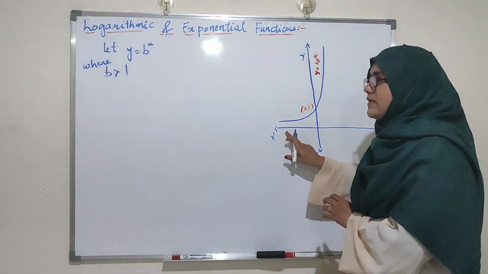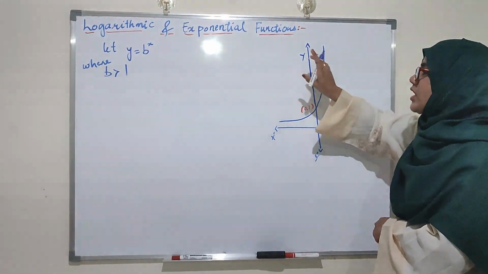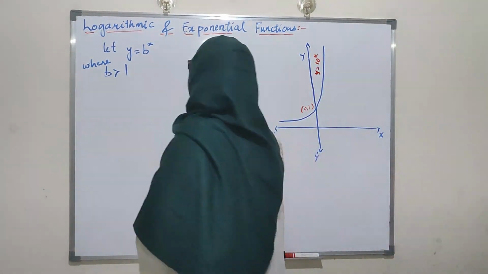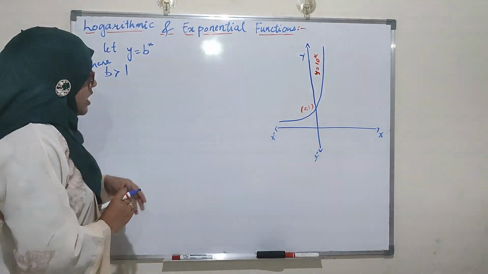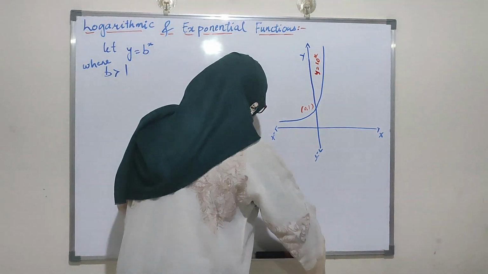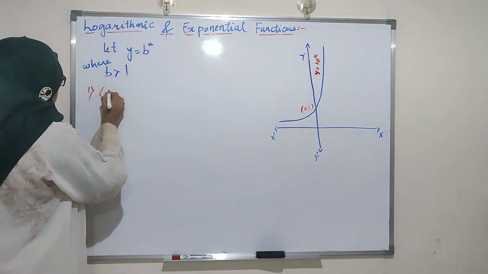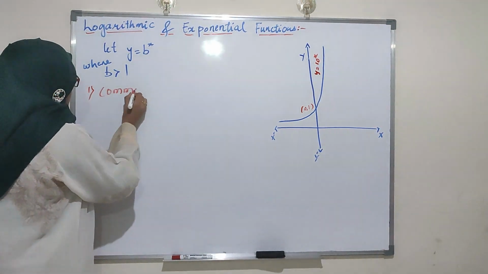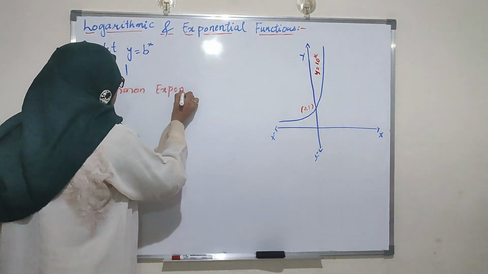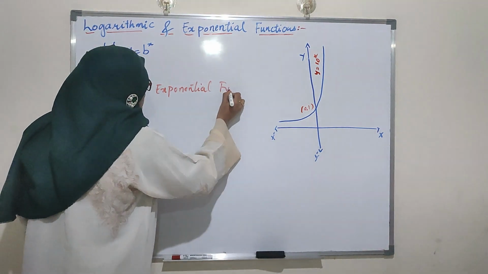The domain is all positive and negative real numbers, and the range, or the y value, of the exponential function is always positive. So this is the exponential function. Here we have two types of exponential function. One is the common exponential function.